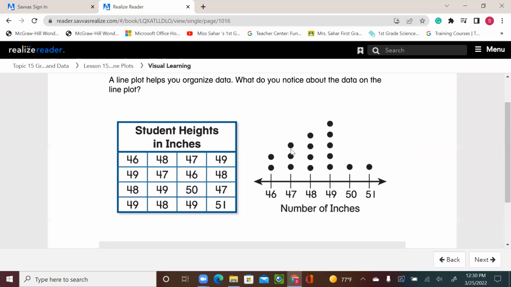I had 3 kids, their heights were 47. I had 4 children that their heights were 48, and I had 5 children that their heights were 49, and then I had 1 child whose height was 50, and 1 is 51. So looking at this information, I can tell that I got 5 children that their heights were 49 inches.